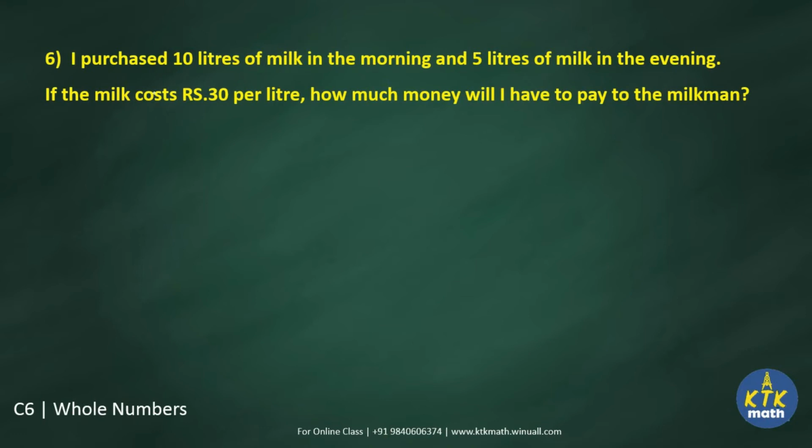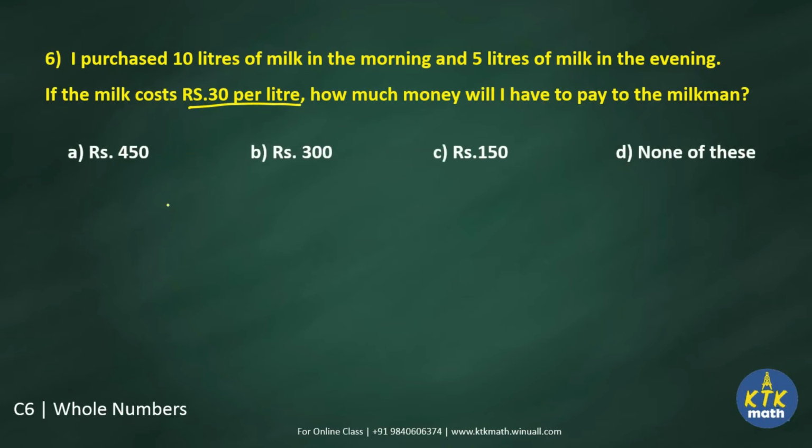It's like a word problem. I purchased 10 liters of milk in the morning and 5 liters of milk in the evening. If the milk costs rupees 30 per liter, how much will I have to pay to the milkman? Let us check the options there. So in the morning I bought 10 liters of milk, and then in the evening I bought how many liters? 5 liters. So totally how much did I purchase? 15 liters per day. Okay, so every day I am buying 15 liters of milk.